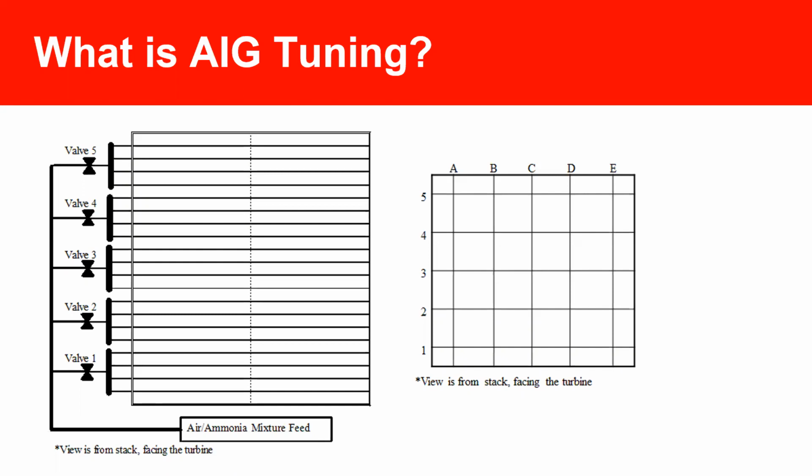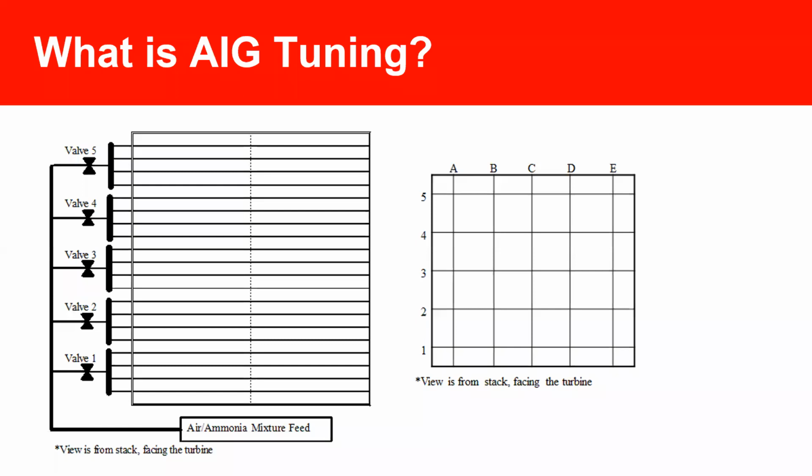We then take a stack testing probe, much like the probe used for a RATA or compliance test, to measure the oxygen, NOx, and ammonia at each one of those test grid locations. Based on these values, the valves seen on the left drawing are adjusted.